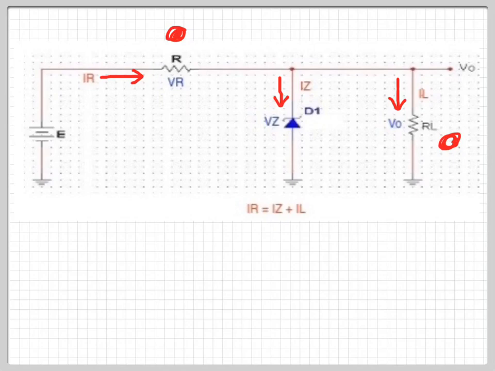Okay, so there are the Zener currents. We have IZ, we have the load current IL, and IR is just the combination of the two. So this is really a very simple series-parallel circuit, and there are the current relationships.